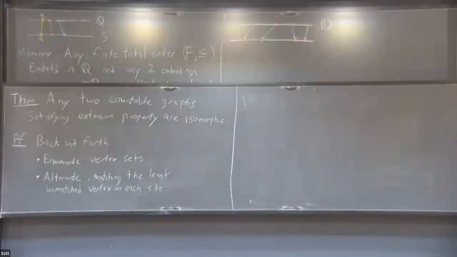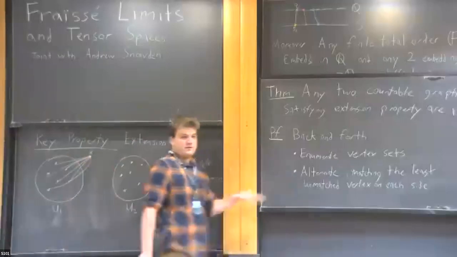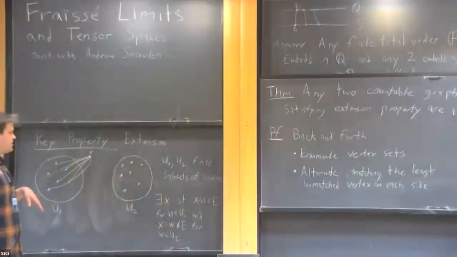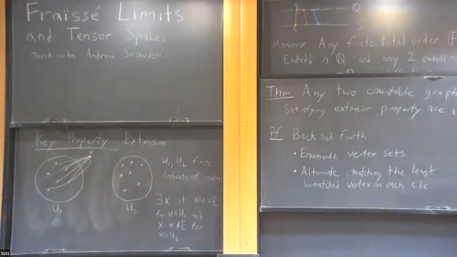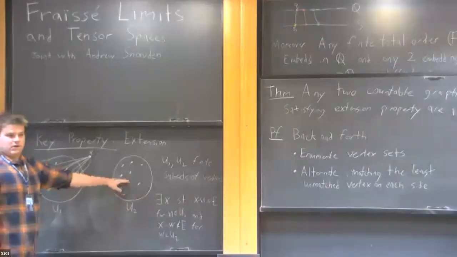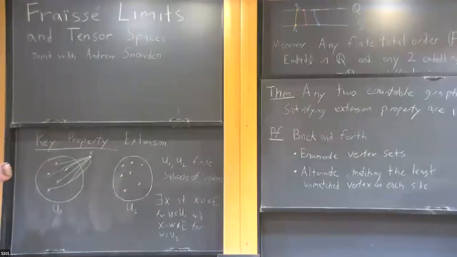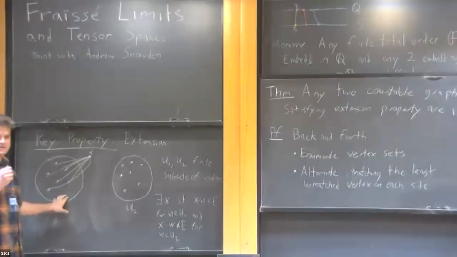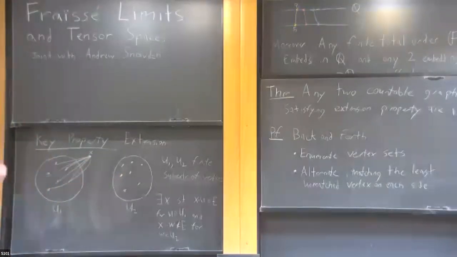And this extension property is exactly what we need to ensure that we can always do this. So the point being, you imagine this being the new vertex we want to match. We've already matched up U1 and U2, and all of this stuff is what's already matched. But then we look at, on the side that we're defining it from, where X lives to begin with, which things it's connected to and which things it's not connected to, and that defines our U1 and U2 on the other side. And this extension property tells us there's some place to send our new vertex.